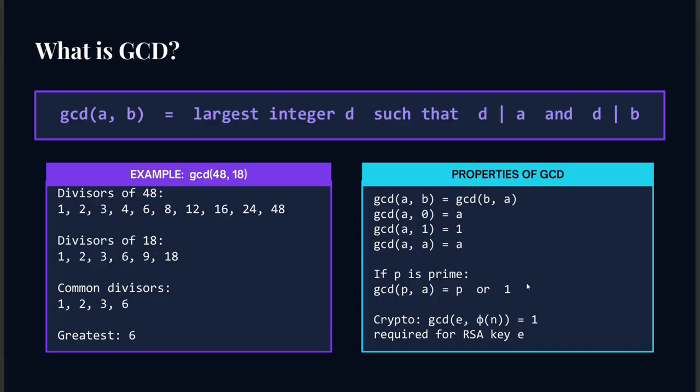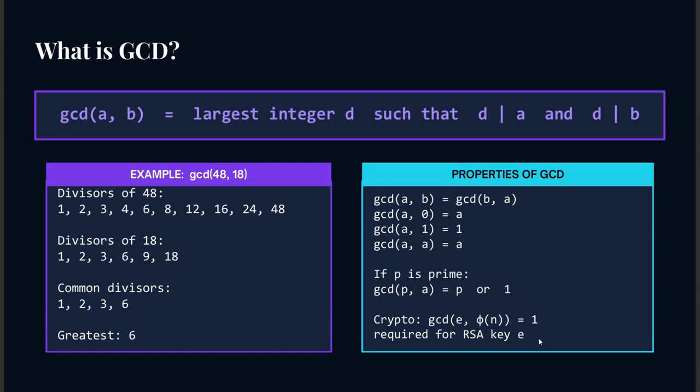Another important concept is co-prime numbers. If GCD of a comma b equal to 1, then the numbers are co-prime. This property is extremely important in RSA because the public exponent e must satisfy GCD of e comma phi of n equal to 1. Without coprimality, modular inverse computation will fail.